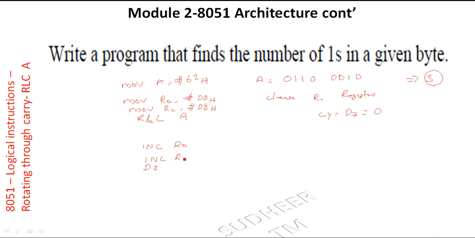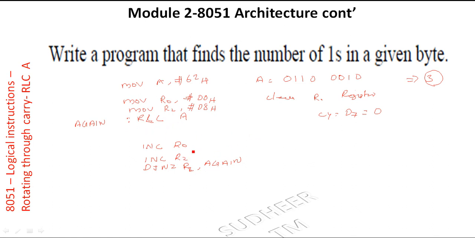DJNZ R2: decrement and jump on non-zero R2, to where we need to do once more rotation, so it is with a label again. So here is our again label. If the content of R2 is a non-zero value, it will make a jump to RLCA.